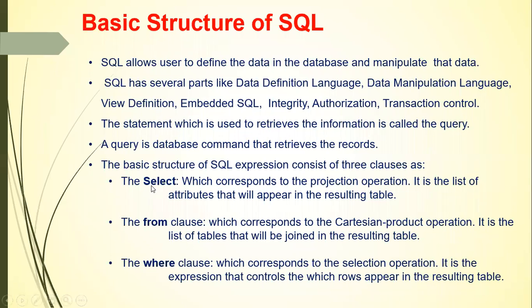And what does the from clause mean? That is, in which relation we want to fetch this particular information. From which table or which relations to fetch this select information should be given in the from clause. Here it corresponds to the Cartesian product. The from clause is related to the Cartesian operation, which is nothing but performing the cross product of two relations.